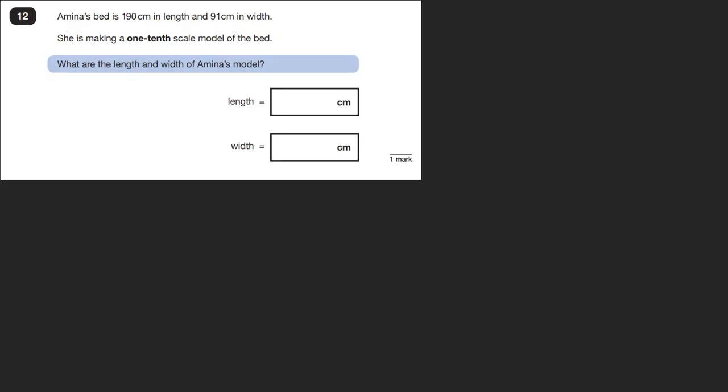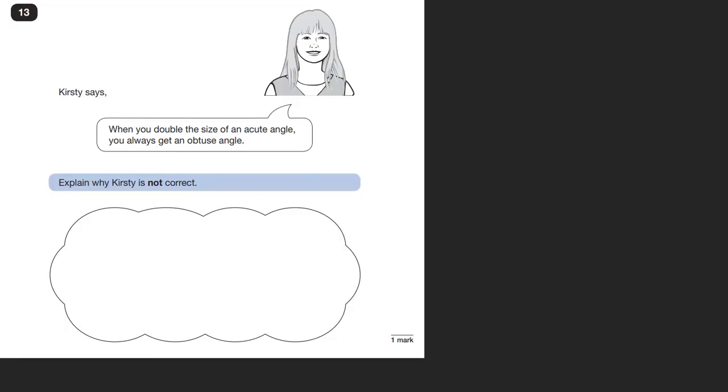Question number 12. Amina's bed is 190 centimeters in length and 91 centimeters in width. She is making a 1/10 scale model of the bed. So 1/10 means you need to divide by 10. So 190 divided by 10 is 19 centimeters, the length of the model. 91 divided by 10 is 9.1 centimeters. So question number 13.